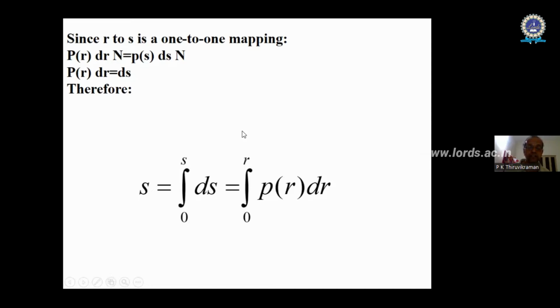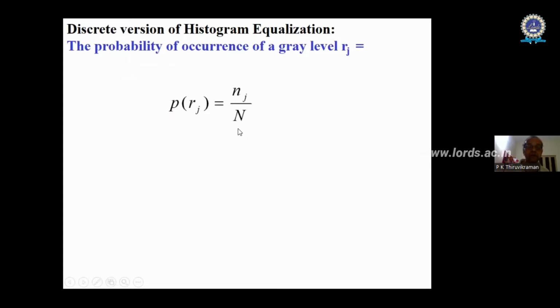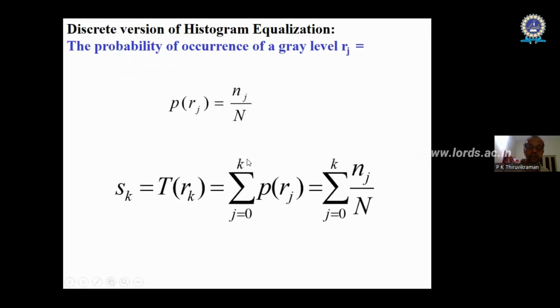And the discrete version of this is that summation. Integration means summation, right? So that's how you get that. In the discrete version, P of Rj is Nj by N. We are dealing with the discrete version only because it's a digital image, and the integral is replaced by summation. So that's how we get this formula. Let's go ahead. But this histogram equalization, even though it looks so simple, it usually doesn't achieve the purpose.